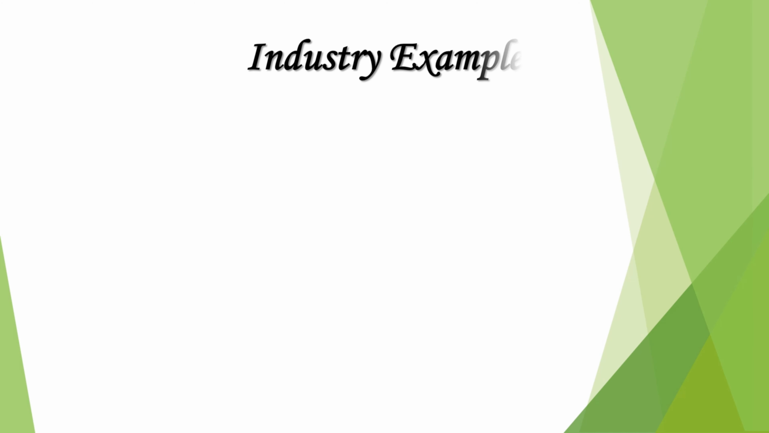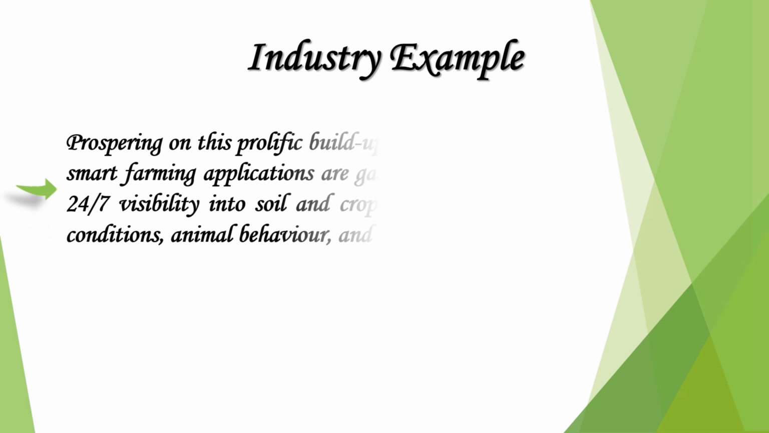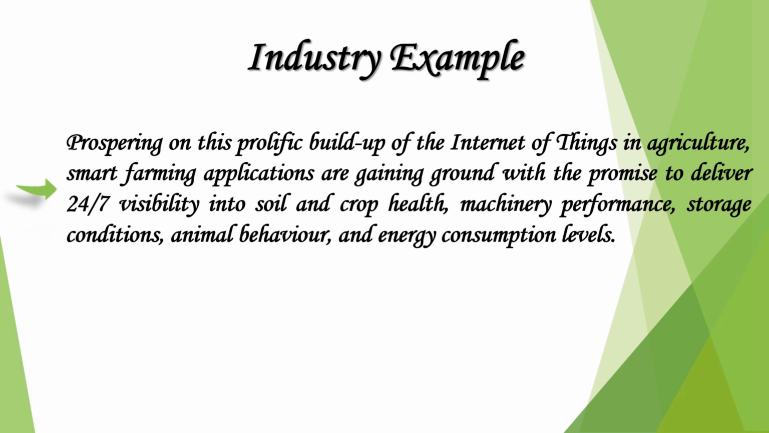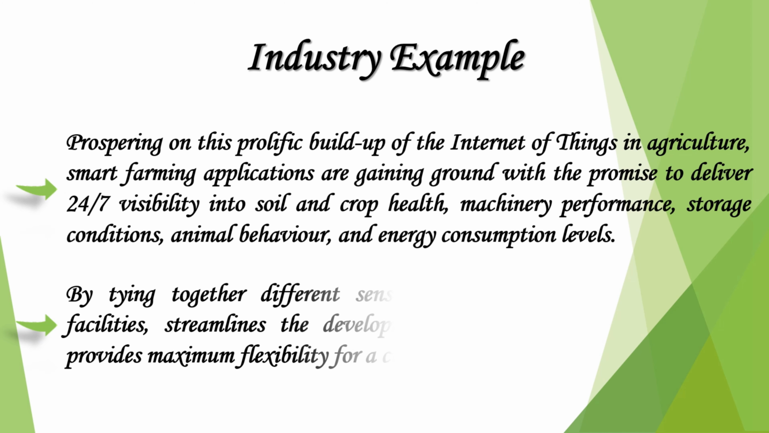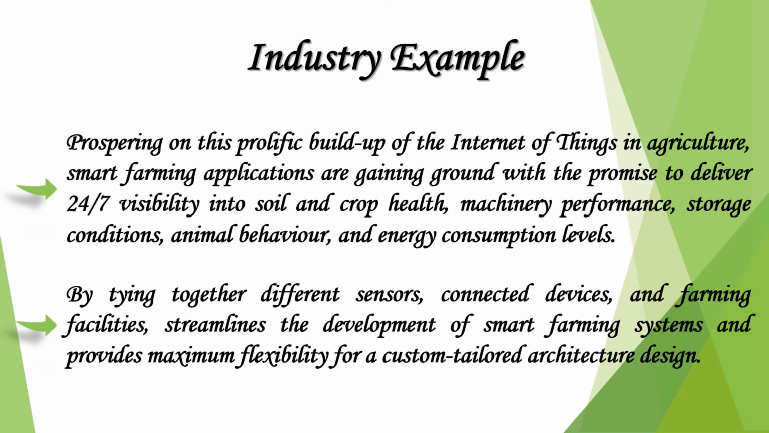Industry example. Prospering on this prolific build-up of the Internet of Things in agriculture, smart farming applications are gaining ground with the promise to deliver 24/7 visibility into soil and crop health, machinery performance, storage conditions, animal behavior, and energy consumption levels. By tying together different sensors, connected devices, and farming facilities, the platform streamlines the development of smart farming systems and provides maximum flexibility for a custom-tailored architecture design.